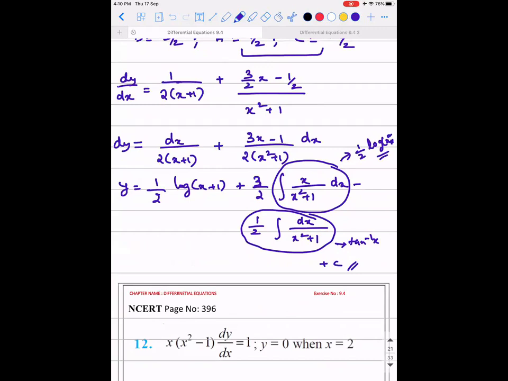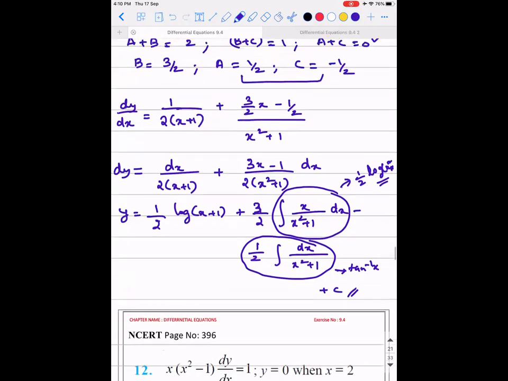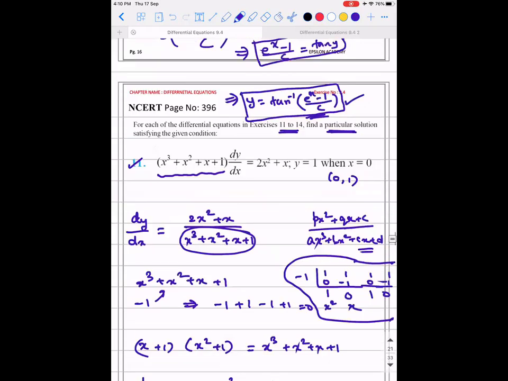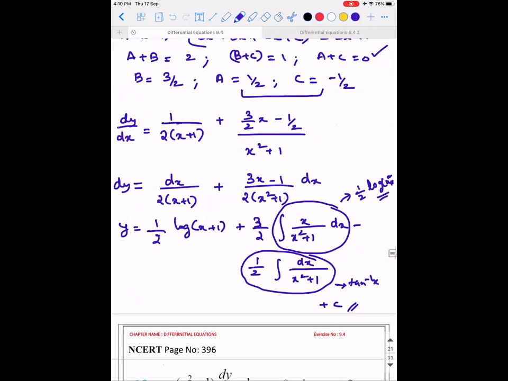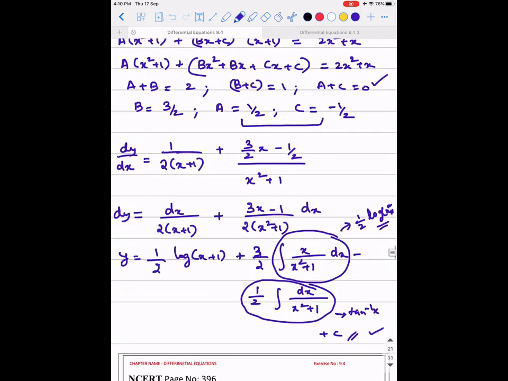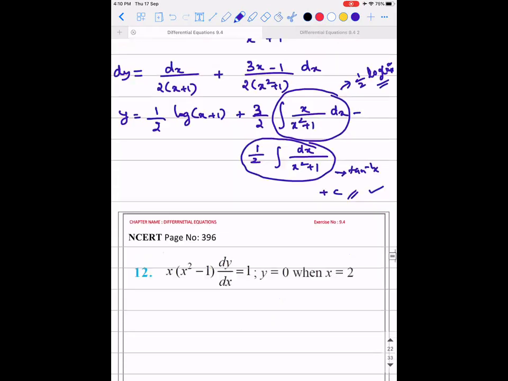So y is equal to 1 by 2 into log of x plus 1 plus 3 by 4 into log of x square plus 1 minus 1 by 2 into tan inverse of x plus c. But what did they ask? They have asked the particular solution, right? So for finding the particular solution, you have the point 0, 1, substitute it in this, find the value of c, and then again substitute it back. So this part also, hope you people can do it. Right?